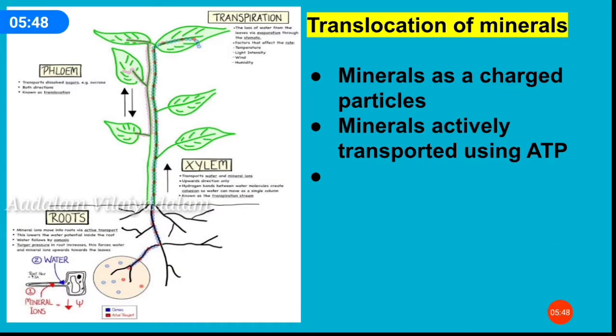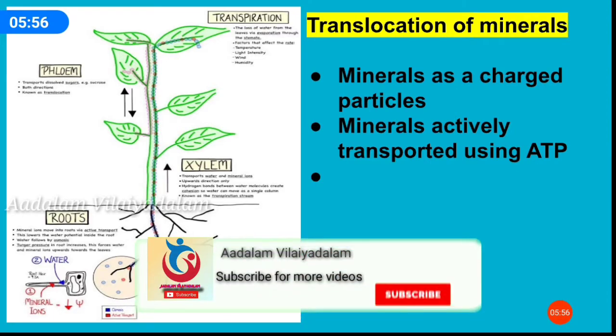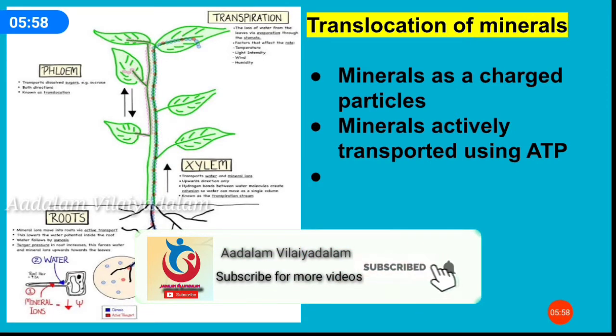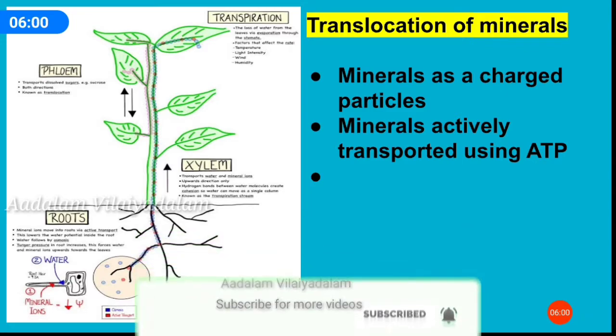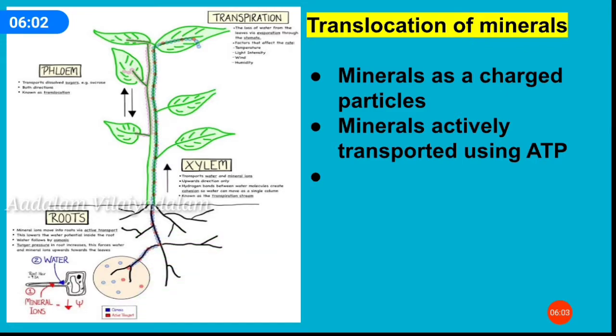All the minerals cannot be transported passively in the roots. The concentration is low in the soil and minerals are present as charged particles which cannot cross the cell membrane. So minerals are actively transported in the roots using energy stored as ATP, adenosine triphosphate. Minerals are transported by specific proteins present in the membrane of the root hairs.